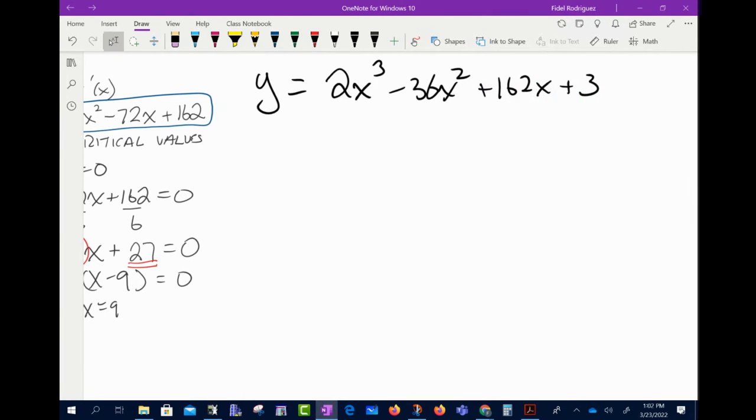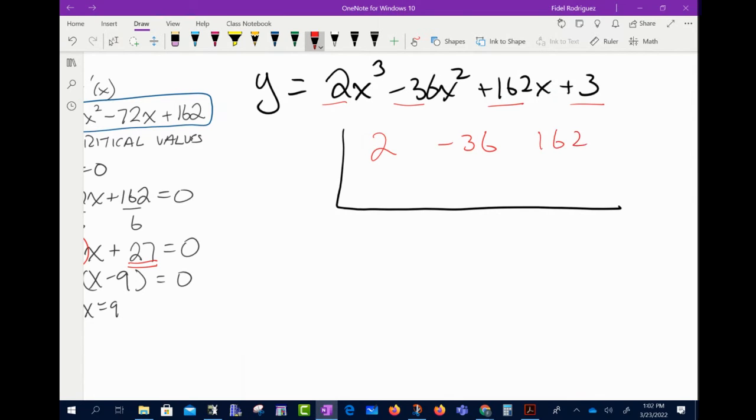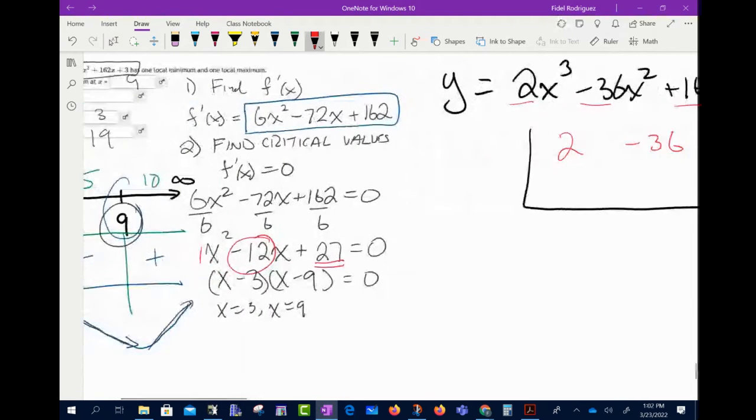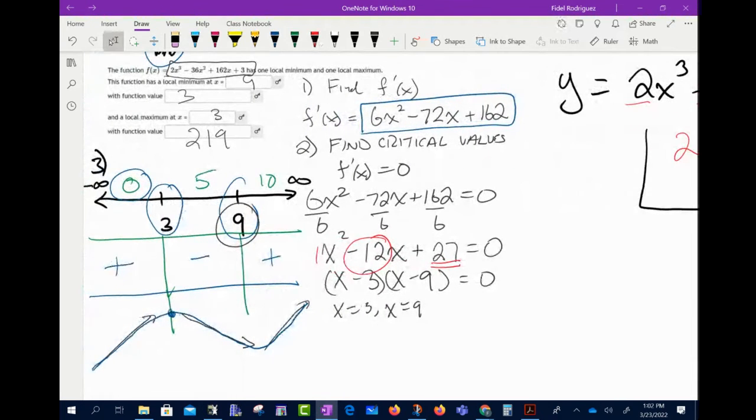But I don't know if you remember something called synthetic division. Synthetic division, you draw like a little half box, okay? What you do, you're only using the coefficients. So 2, negative 36, 162, and 3, okay? Think of the two values that we evaluated this at. We were plugging in what two numbers? 3 and what? And 9, right?